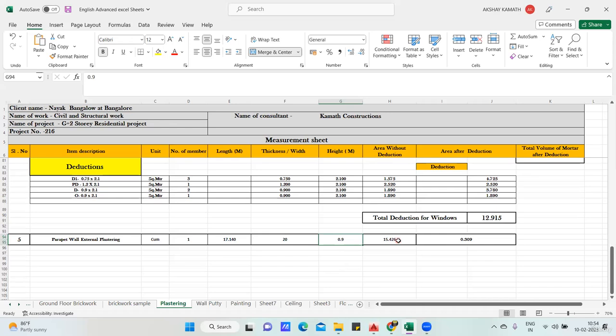So I need to find the area without the deduction. So 17.140 is the total perimeter. If I multiply this by the height, I'll get the total area of the plastering, which is 15.426 square meter.